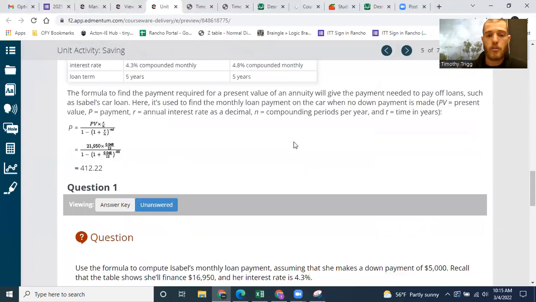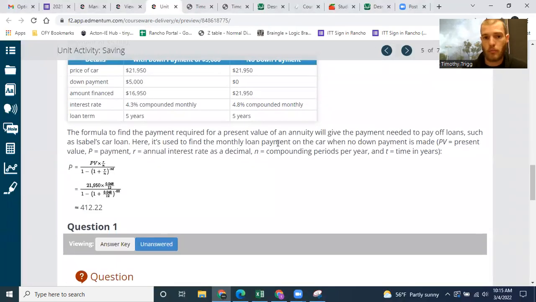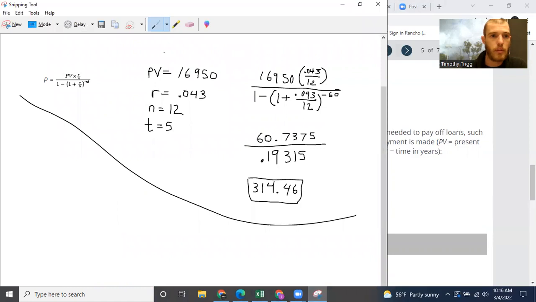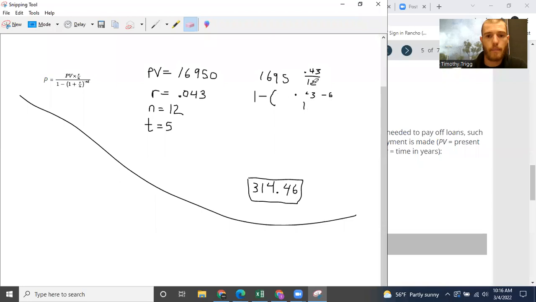Okay, so let's look back at what we had before. Okay, so if she doesn't make a down payment, what she's paying is $412.22 every month for 5 years. So how much would she pay altogether if she went this route with no down payment? So let's go and work that out. So let's just, I'm going to delete all this. Okay, I don't need any of this here. And why don't I just do this?